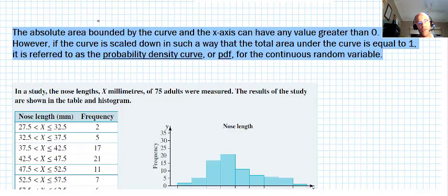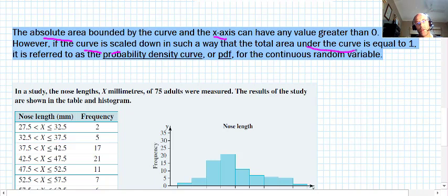So whether it's an estimate or it's a smooth curve, the absolute area bounded by the curve and the x-axis can have any value greater than 0. What we do is standardize it, so we scale it down so that the total area under the curve is equal to 1 unit, and that's referred to as a probability density curve, or a PDF. And that's where we're heading.